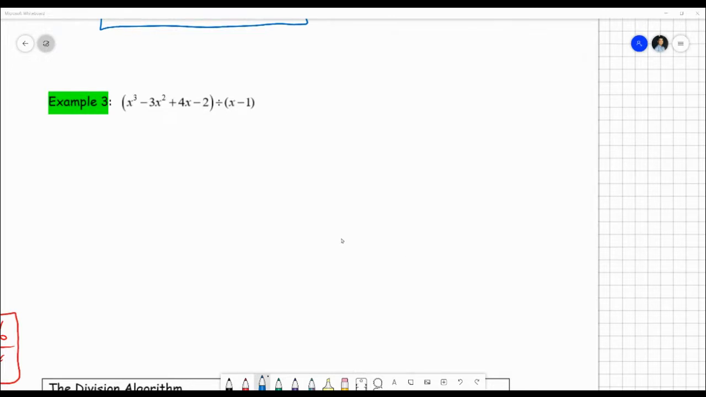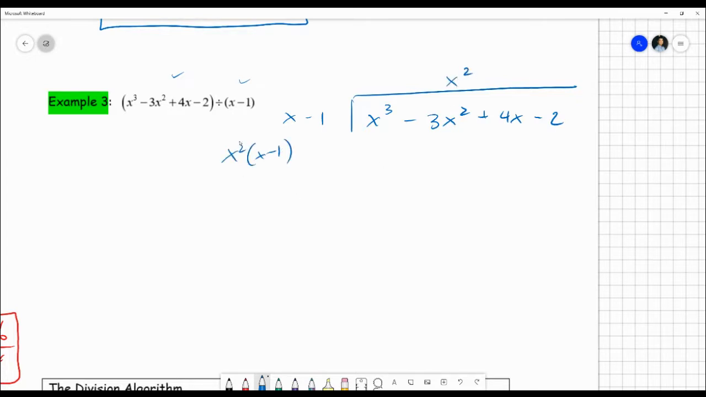All right, so the next one, let's make sure that all our terms are present. x cubed, x squared, x, constant, so that's good. Okay, x times what gives you x cubed? So I need an x squared. Multiply again. Change your sign.